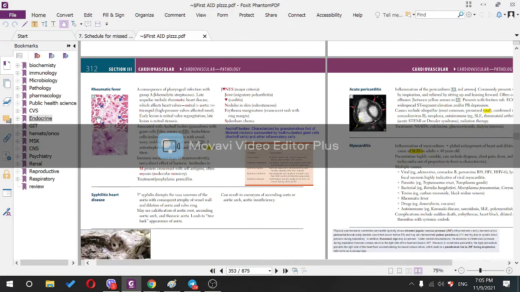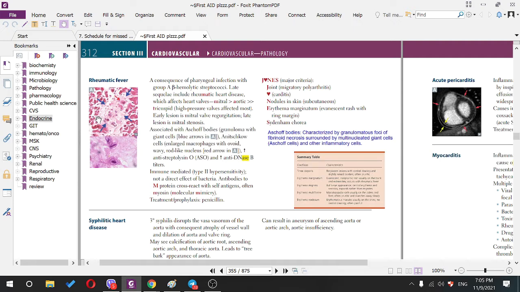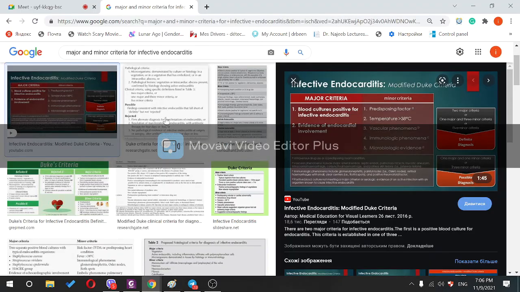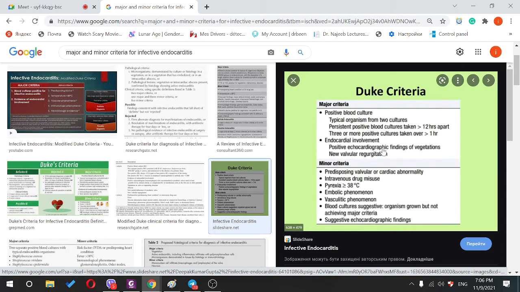Okay, so the next thing. Well, if you are asking about endocardial evidence, look, most of the time endocardial evidence in the Duke criteria is the endocardial vegetation. See here, endocardial involvement: positive echocardiographic findings of vegetation, or a new murmur, but mostly it's the vegetation. That's what you are looking for.